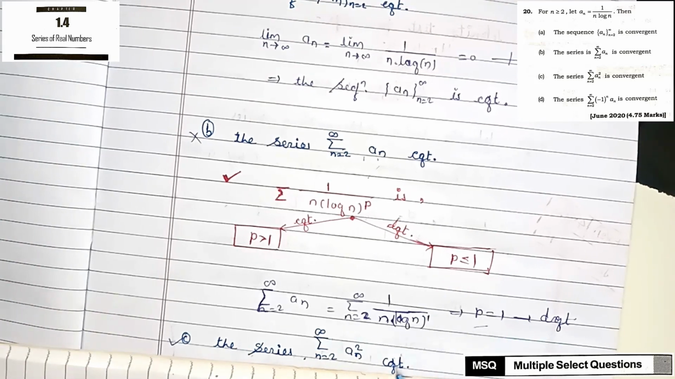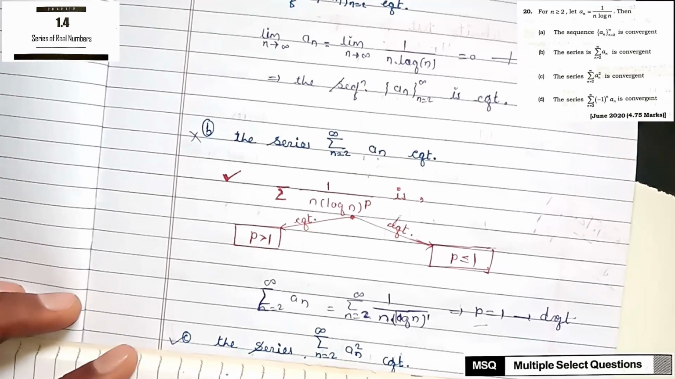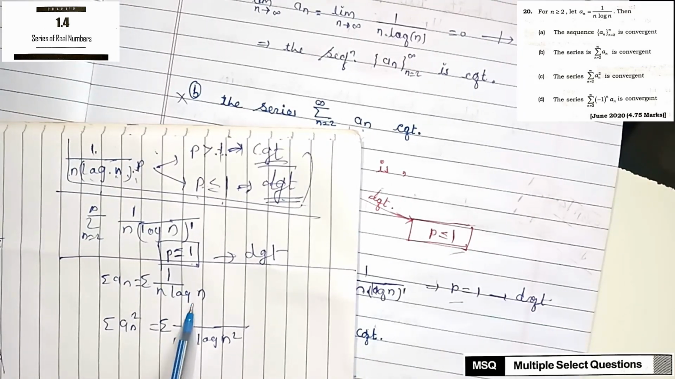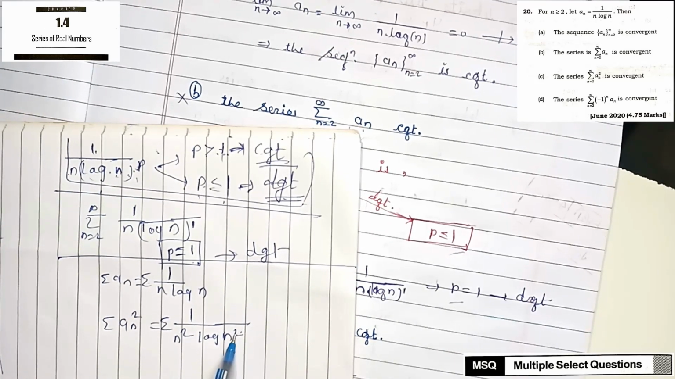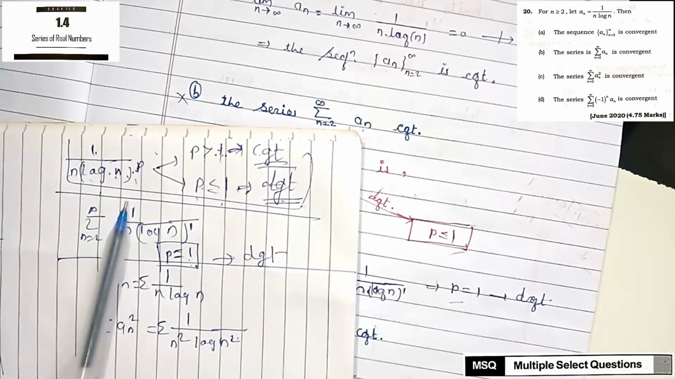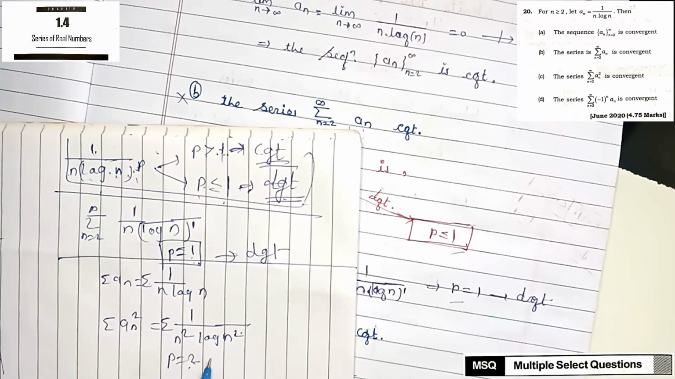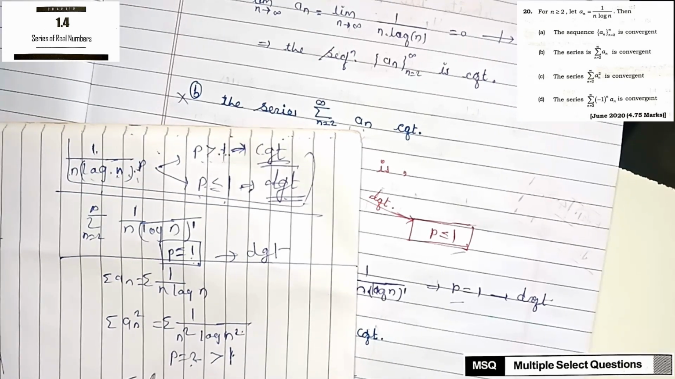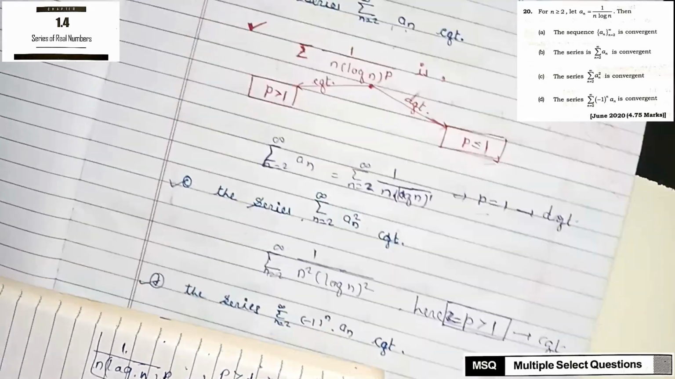Now the next option is given: the series n equal to 2 to infinity of a_n square is convergent. Let's verify for a_n square. As we have a_n equal to 1 upon n log n, then a_n square is 1 upon n square log n square. So when we compare with the standard result, the value of p we get here is 2, and when p is strictly bigger than 1, we say that the series is convergent. Then the series a_n square is convergent, so this option is correct.